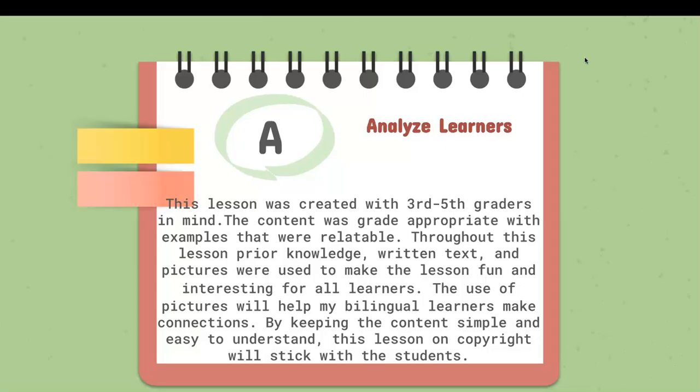Okay, so we have A for analyze learners. This lesson was created with 3rd through 5th graders in mind. I believe the content was grade appropriate with examples that were very relatable. Throughout this lesson, prior knowledge, written text, and pictures were used to make the lesson fun and interesting for all learners. I did use the pictures to help my bilingual learners make connections into this copyright lesson. By keeping this content simple and easy to understand, this lesson on copyright will stick with the kids.